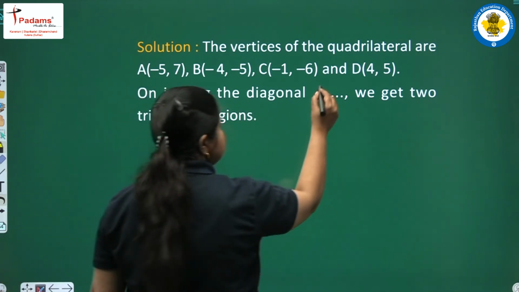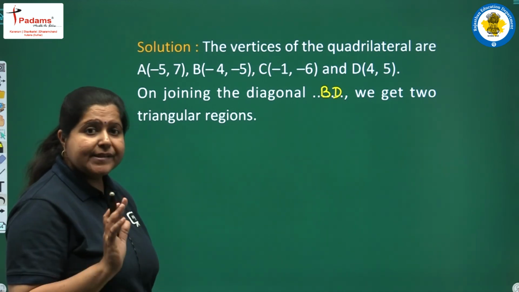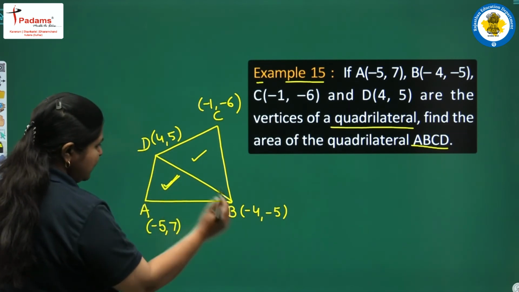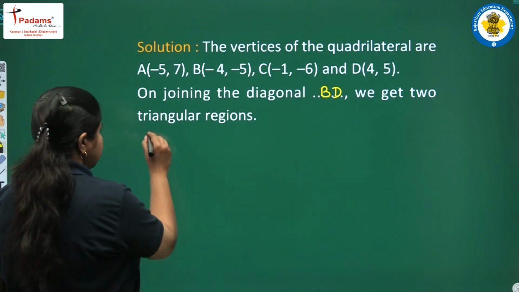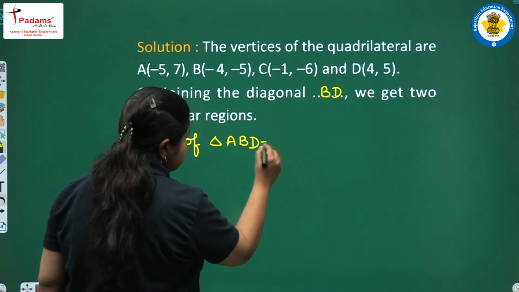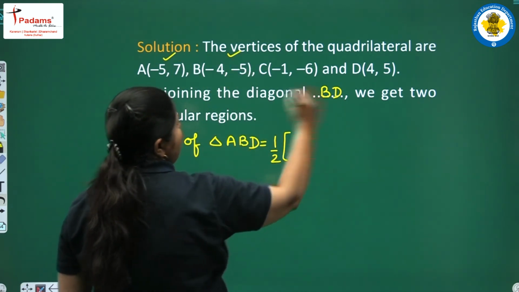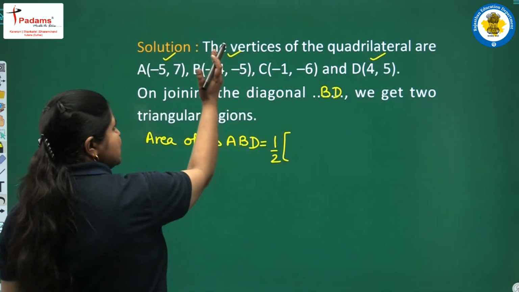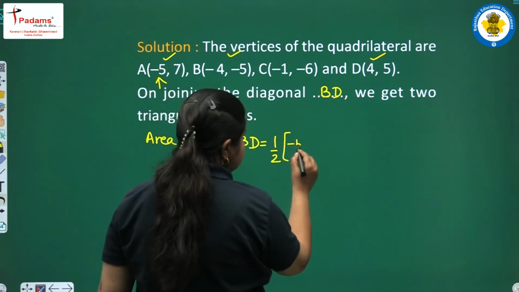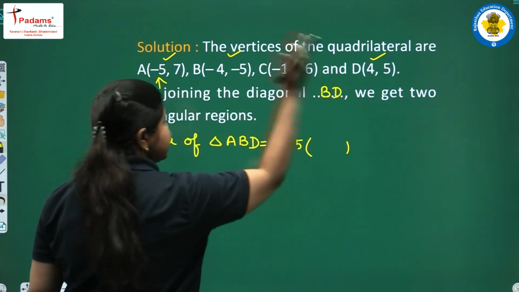On joining the diagonal BD, we get 2 triangular regions. Now first we will find the area of this triangle. Let this triangle be taken first, ABD. Area of triangle ABD will be given by half into, देखिए आप A है ये वाला पॉइंट, B और D. x1 y1, x2 y2, x3 y3. कैसे चलेंगे. पहले पॉइंट का x कोऑर्डिनेट इट विल बी -5 और फिर बाकी दोनों पॉइंट्स के y कोऑर्डिनेट्स लेंगे हम, उनका डिफरेंस, और इस तरह से साइकिल चलानी है हमें.